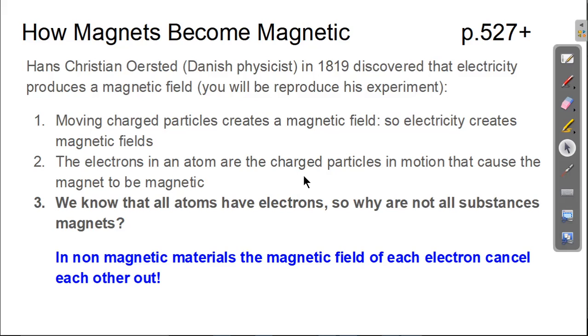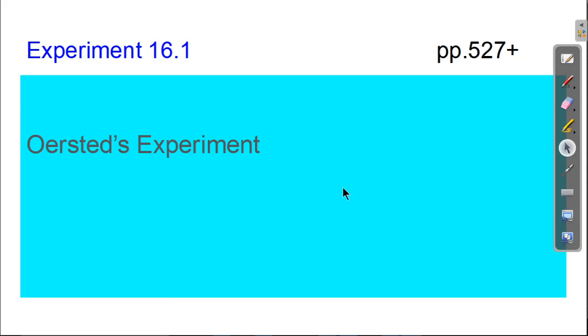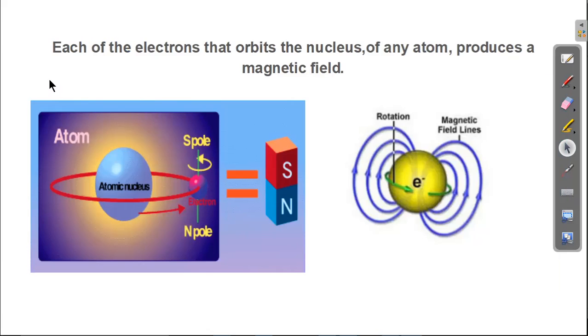So all atoms have electrons, all of them. All electrons can move. All electrons have magnetic fields, but not all substances are magnetic. How is that possible? Well, in non-magnetic materials, the magnetic field of each electron cancels each other out. Let's look at these in more detail, okay? So let's see how this happens. If all electrons are moving particles and all moving particles create magnetic fields, why are not all substances magnetic? You're going to be doing the experiment, but let's talk about why.